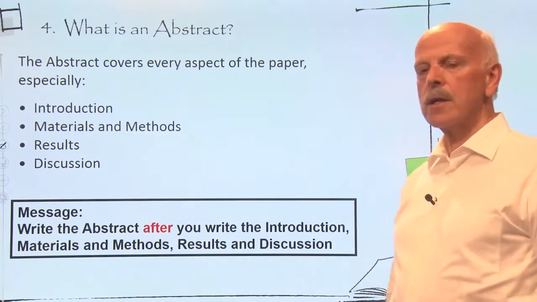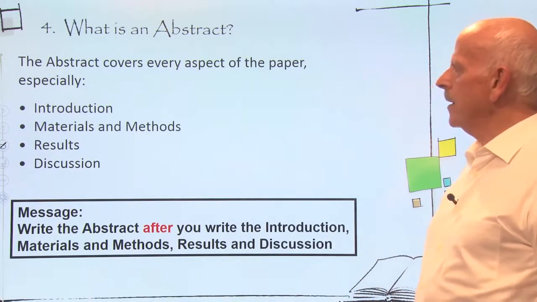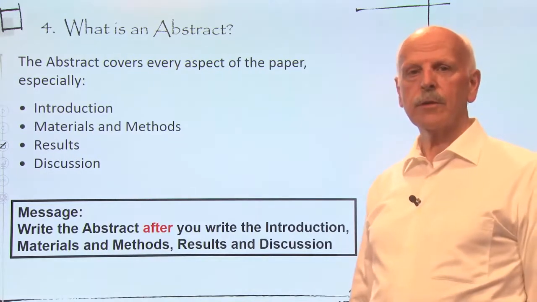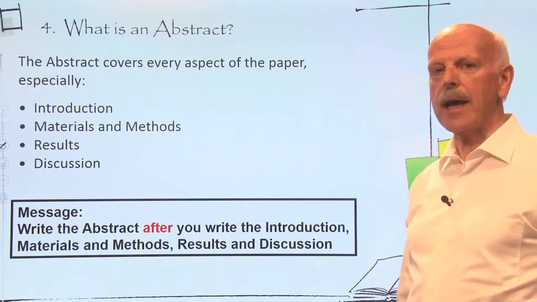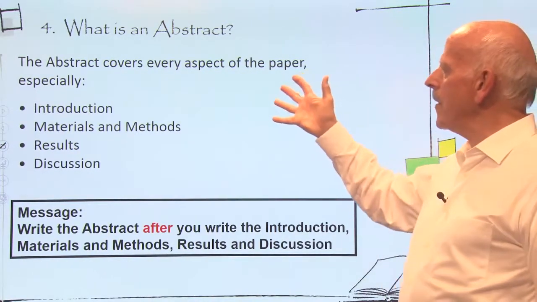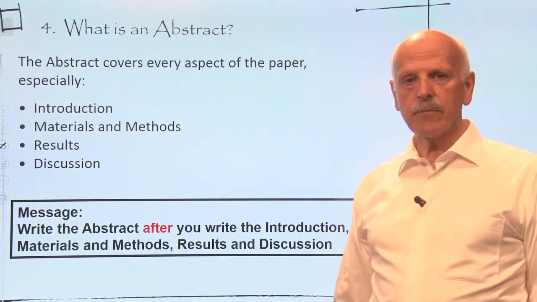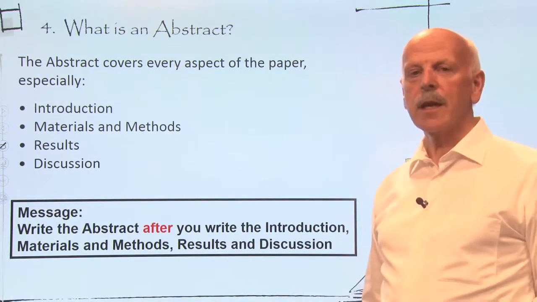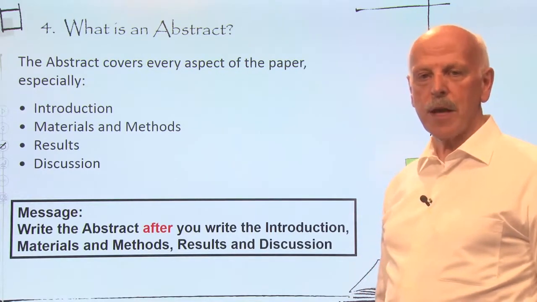Okay. So what is an abstract? An abstract is very difficult to write. The abstract must cover every aspect of the paper in a relatively few words. You're not constricted in the other parts of the paper, but you are when you write your abstract.